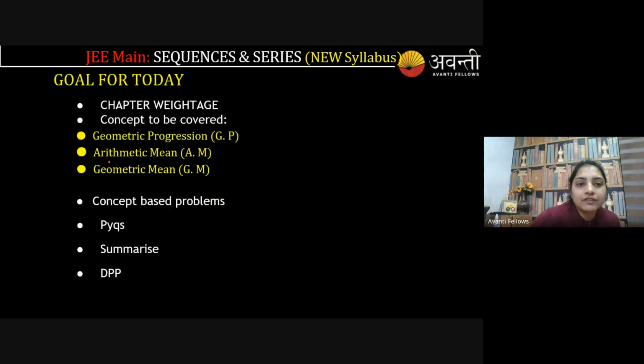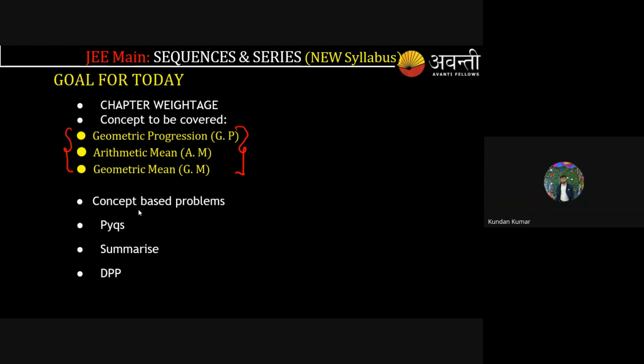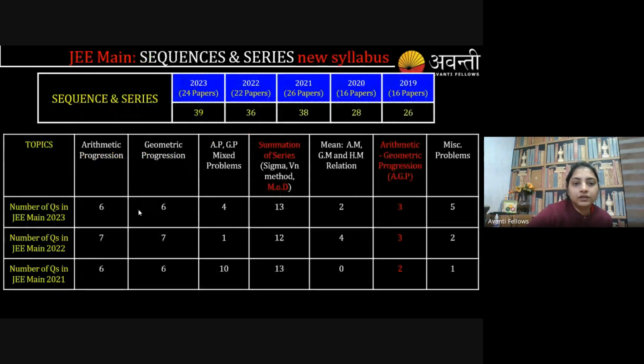Today we mainly focus on three things. One is geometric progression, GP, another one is arithmetic mean, another one is geometric mean. We will try to finish these three topics so that in the upcoming session on Tuesday we will be able to finish our sequence and series.